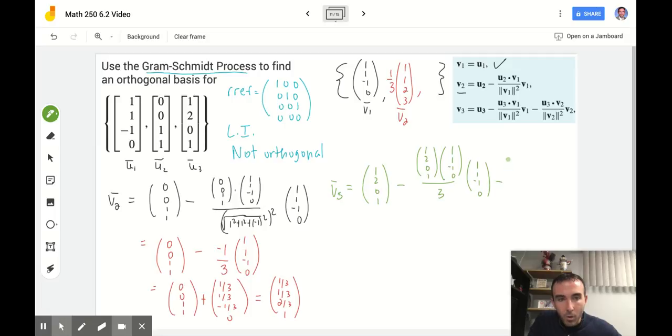And then the next one is the dot product of U3 and V2. So that's going to get annoying. So for V2, I'm going to use the first version, a third, 2/3, and 1. You can use either one. And then the norm of V2 squared is also a pain in the neck, so I'd have to write that out.